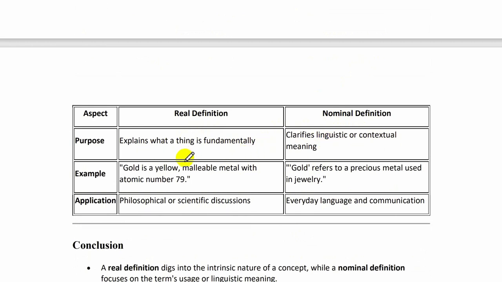An example of a real definition is: gold is a yellow malleable metal with atomic number 79. A nominal definition of gold would be that it refers to a precious metal used in jewelry. Real definition is applied in philosophical or scientific discussions, whereas nominal definition is used in everyday language and communication.